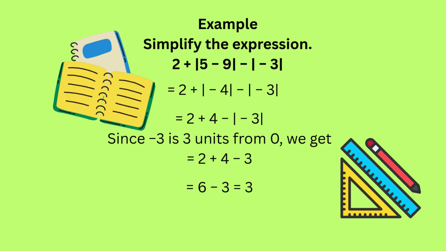So first we take the absolute value of minus 3, which is equal to 3. Then we solve the absolute value of 5 minus 9, which is equal to minus 4, and the absolute value of minus 4 is 4. So we have 2 plus 4 minus 3, and minus 3 is 3 units from 0. Then we get 2 plus 4 is 6, and 6 minus 3 is equal to 3.